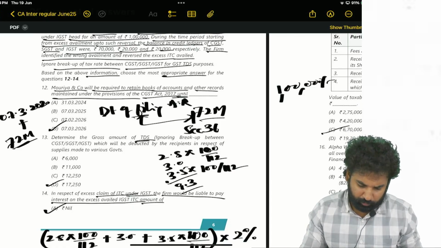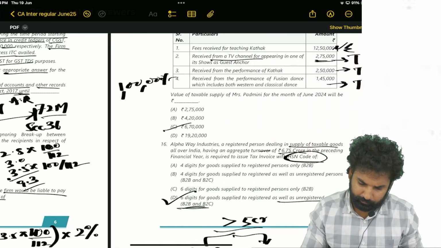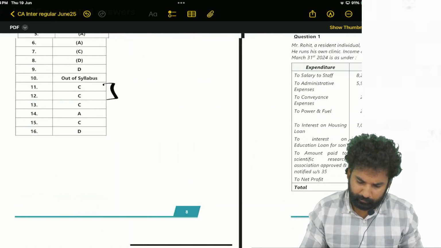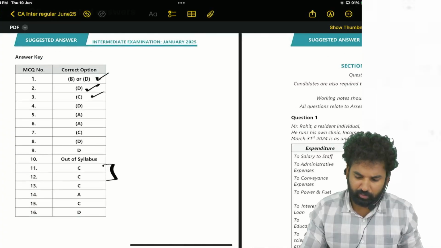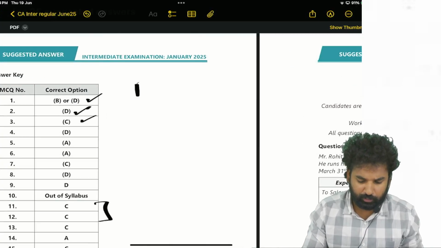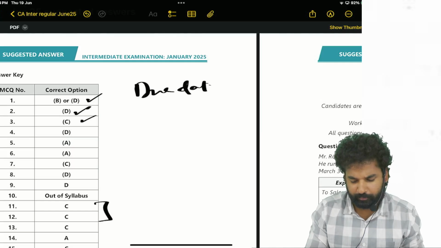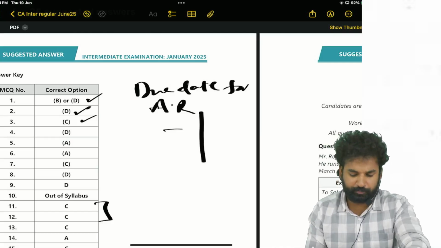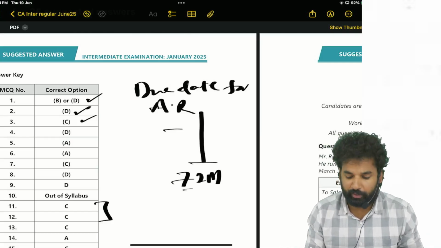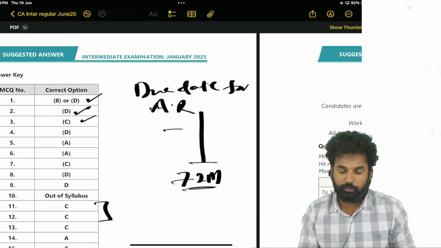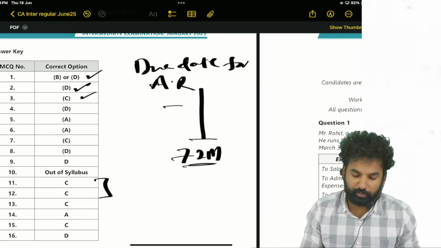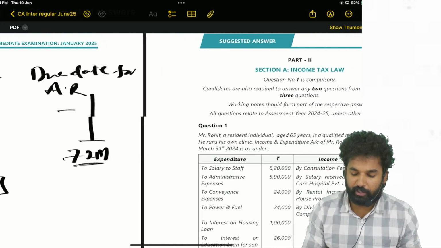12 and 13, you made the correct calculation, right? 12 and 13. For 12, what is the provision actually? Due date for filing annual return, date of filing annual return. 72 months. You just see the provision. 72 months from the due date of annual return, date of filing annual return.